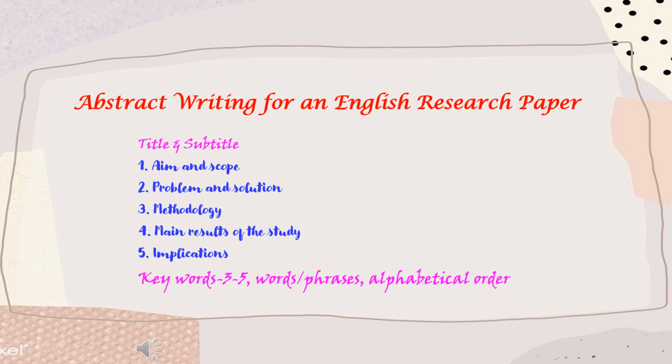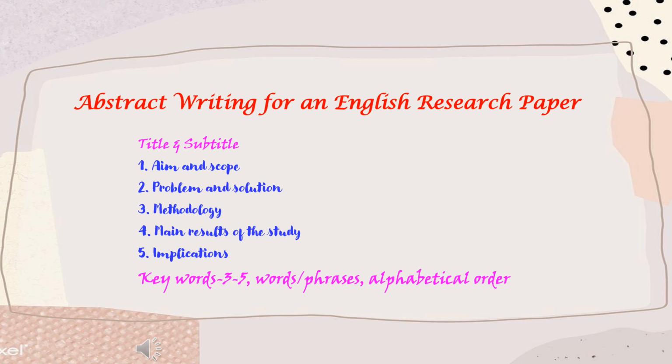Number 1, aim and scope. Write it at the beginning of the abstract. Next, the abstract should describe the identified problem and the provided solution. Then add information about the methodology used for the research.